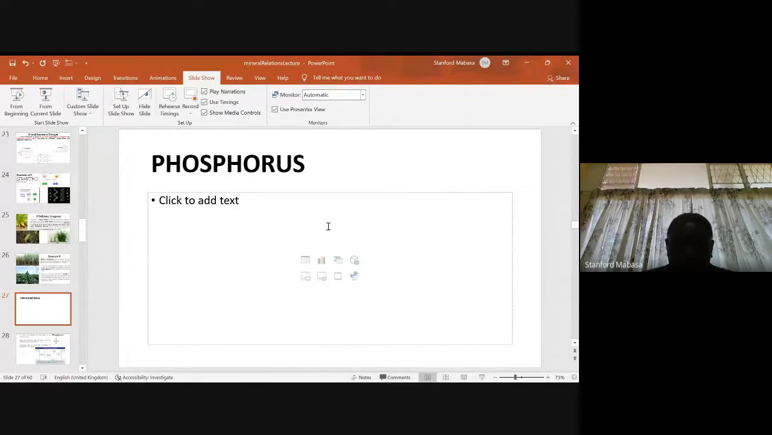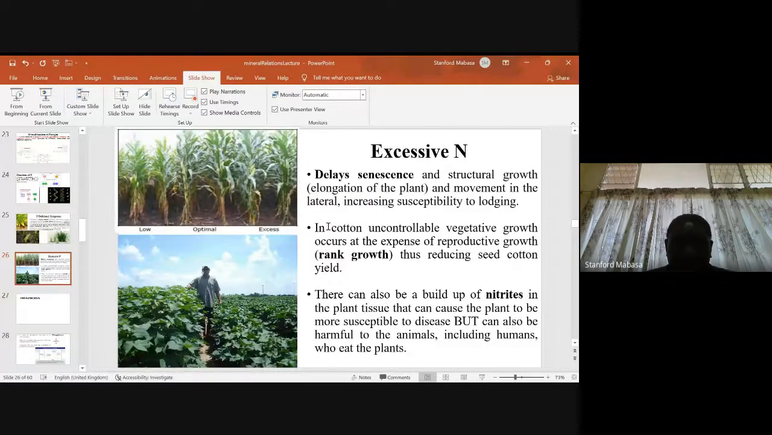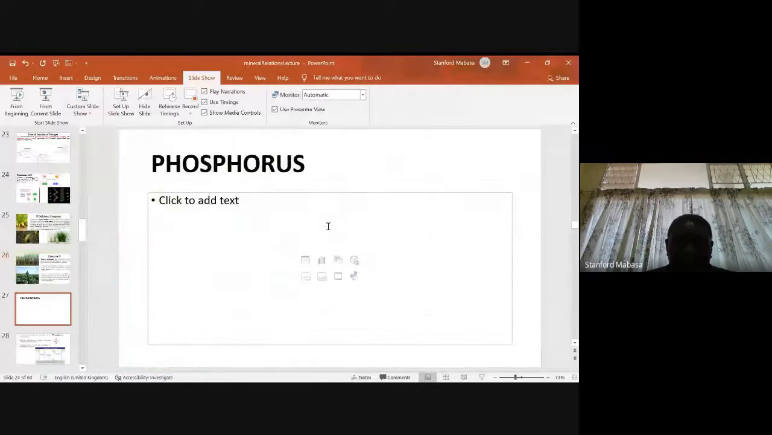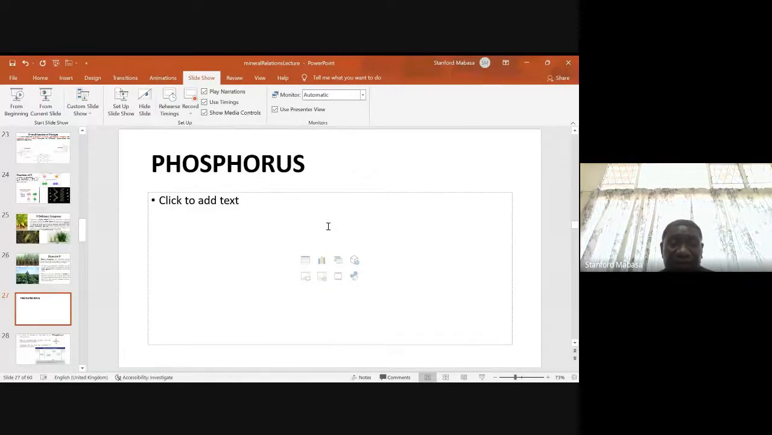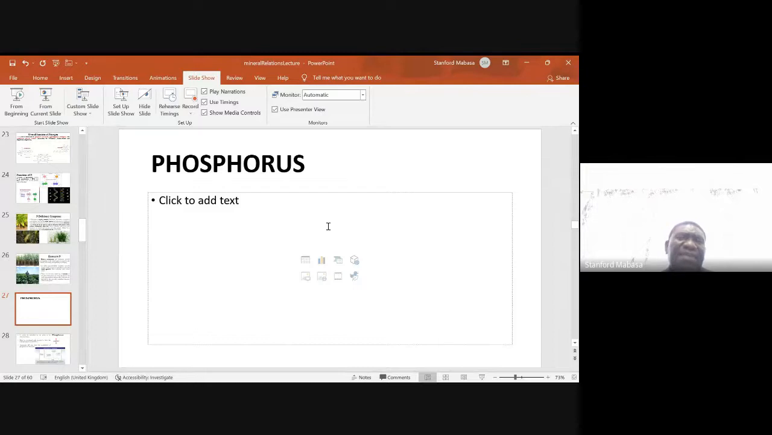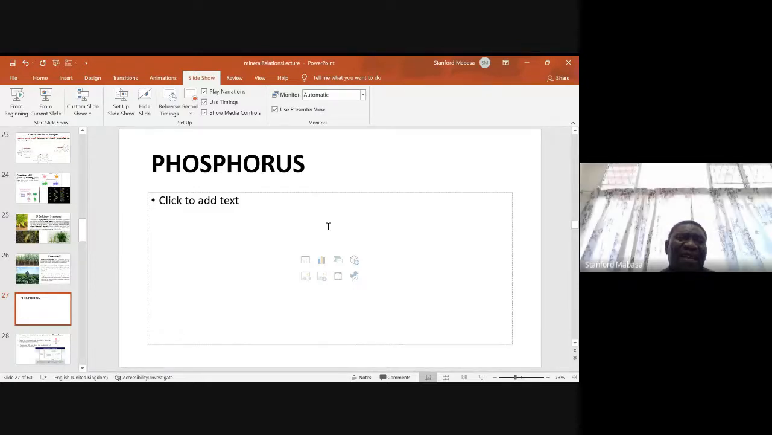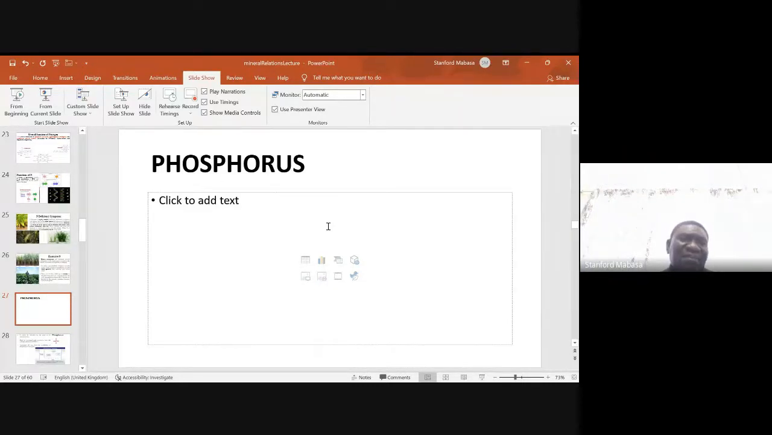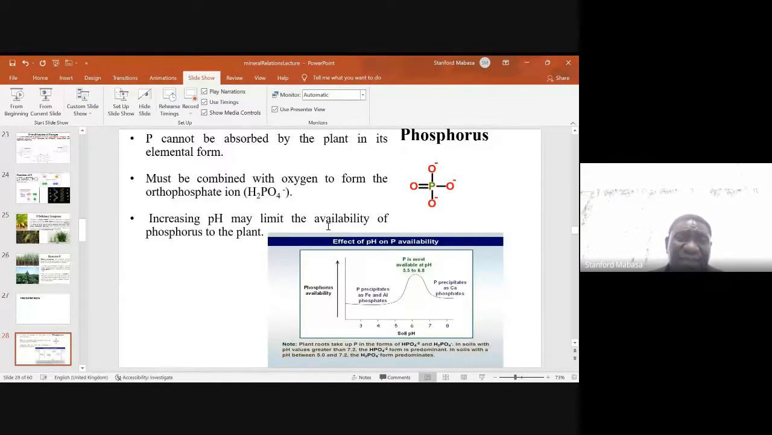So this is it about nitrogen. We move on to the element phosphorus. Phosphorus is also important. You might have seen on some fertilizer bags written NPK, meaning nitrogen, phosphorus, and potassium. So phosphorus is one of the important nutrients.